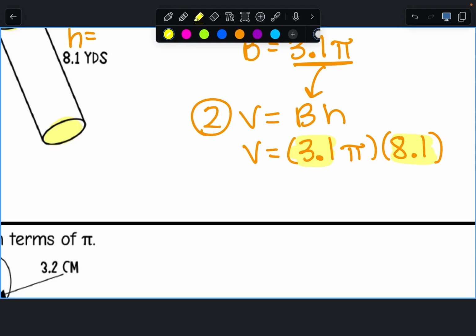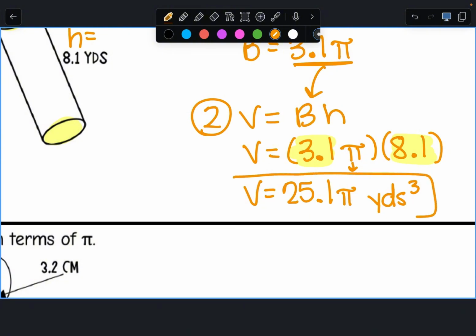What do we get? 25.1. Bring down pi. And that's yards cubed. Questions? Any confusion on the pi thing? Okay. Go ahead and highlight your next one.